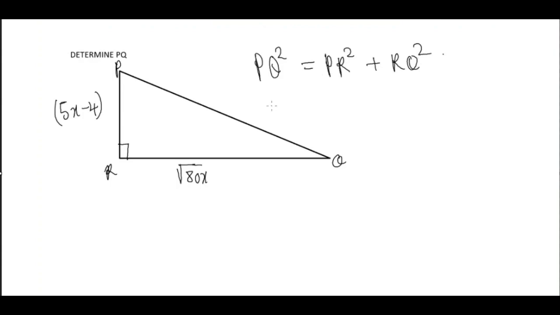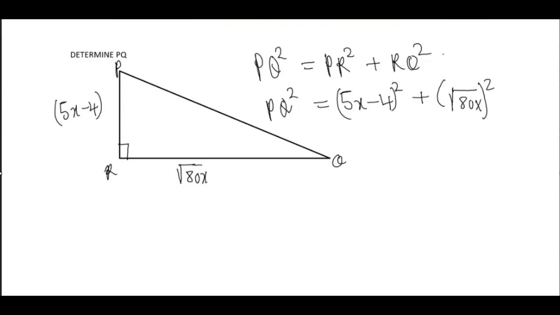So now, remember we need to find PQ, not PQ squared. So we need to write it on the left hand side. So our PR is 5x minus 4. So we need to square it. 5x minus 4 all squared plus RQ squared. What is RQ? RQ is the square root of 80x, and you square everything. So now you need to simplify.